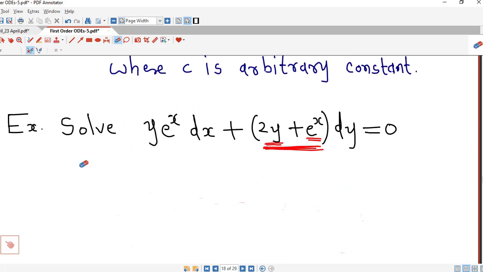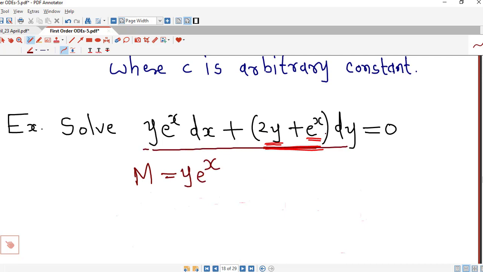So we can try for exactness condition. For exactness condition we first have to check whether our equation is in the form m dx plus n dy equal to 0 or not. This is already in that form.